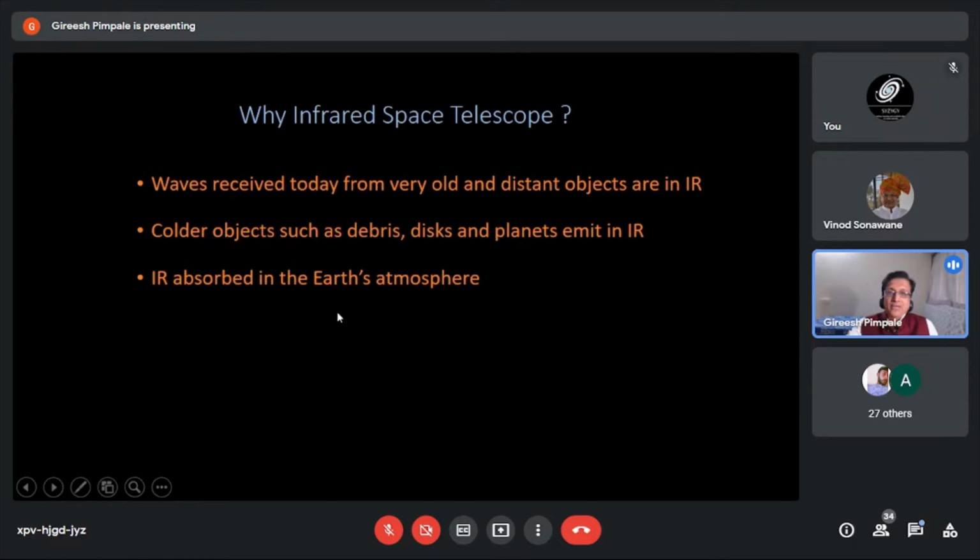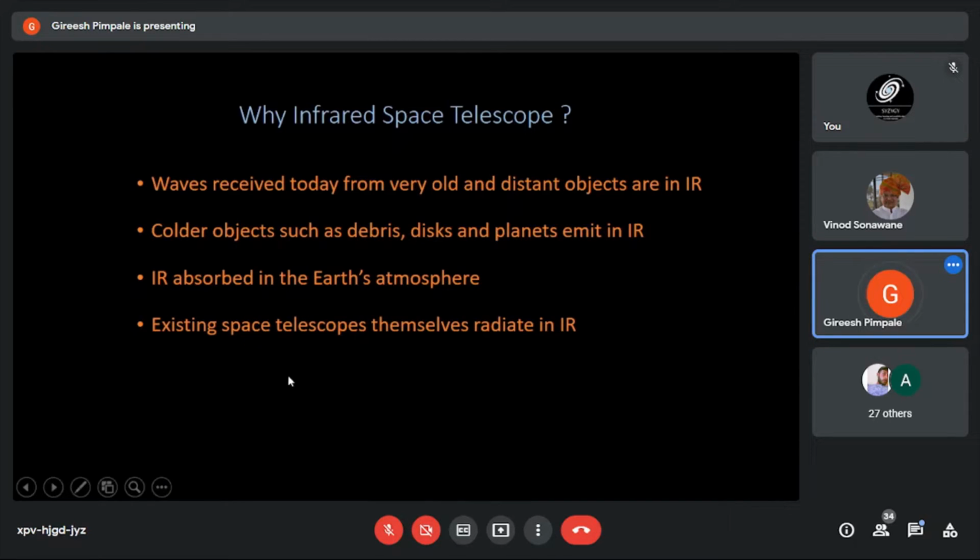Then IR is actually absorbed in Earth's atmosphere. That is why the telescope has to be kept outside the Earth's atmosphere. It is a property of the atmosphere of the Earth that IR gets absorbed, and therefore IR cannot reach the Earth's surface, and hence a space telescope is required.